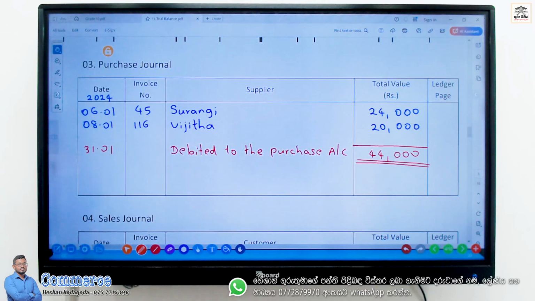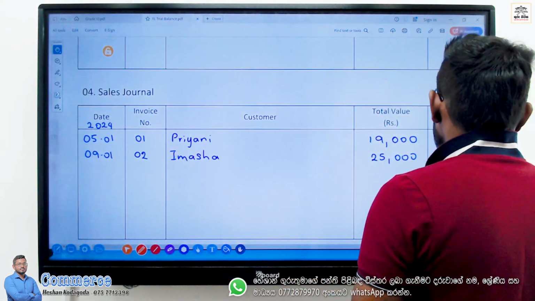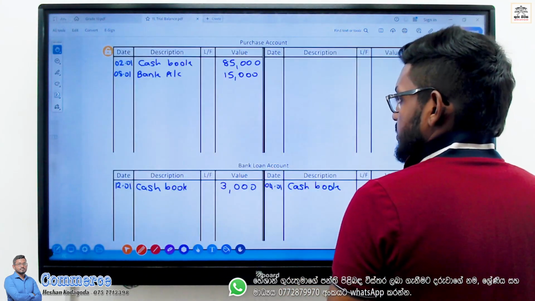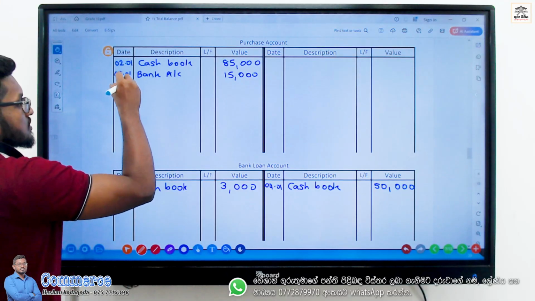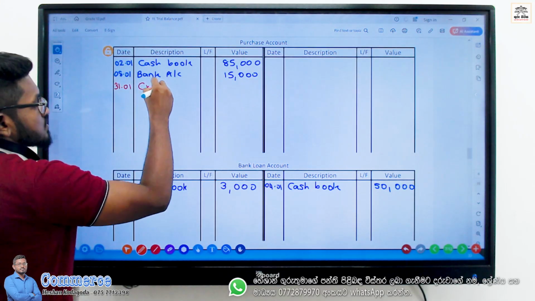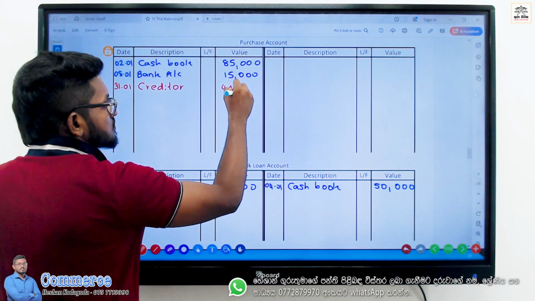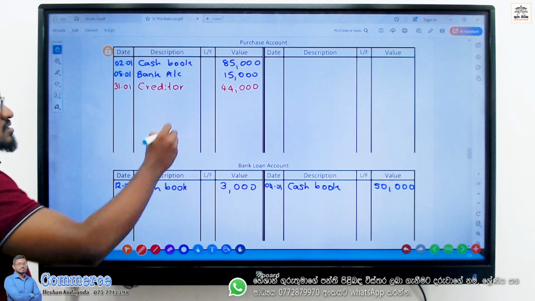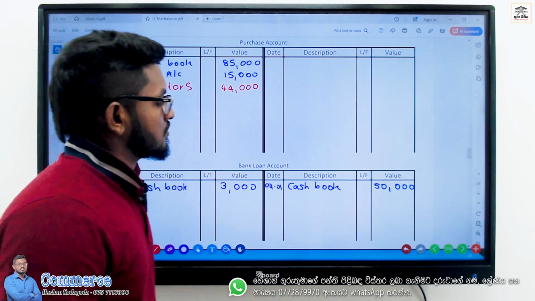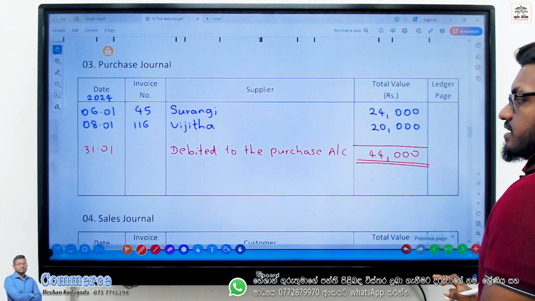Right? Go to the purchase account and debit it. There's my purchase account now. 31st of January. It's creditors because we are writing the common name, 44,000. Right? Creditors. Already we credited the creditors account, right?